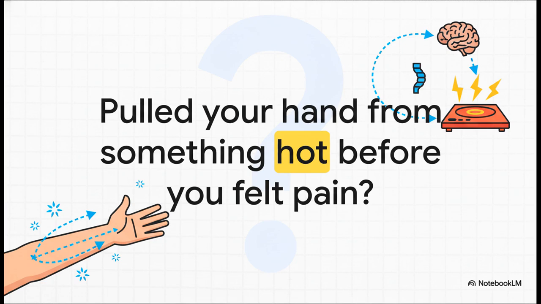We've all been there, right? You touch something scorching and your hand is gone before your brain even gets the ouch message. That incredible speed is exactly what we're talking about today. It's your nervous system doing what it does best, protecting you. And it's all thanks to a very special pathway we're about to break down.